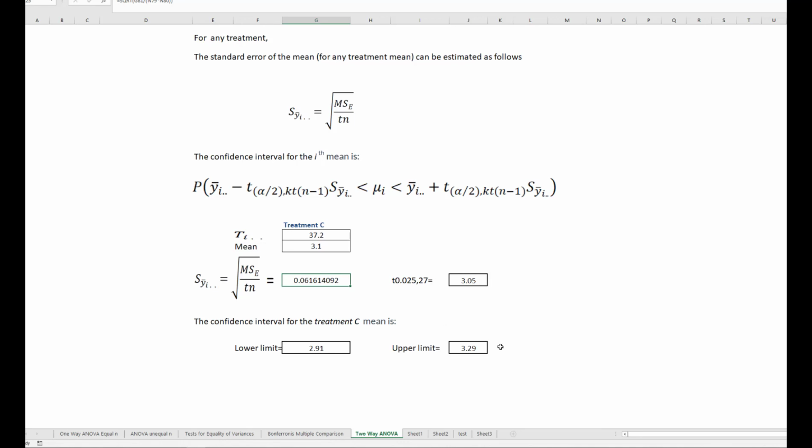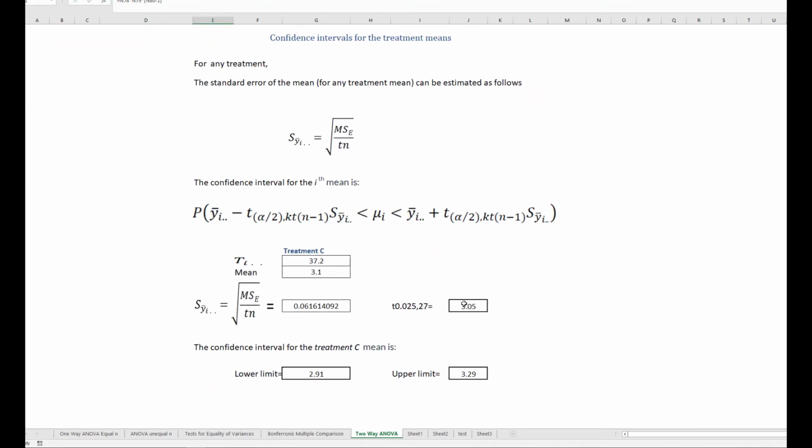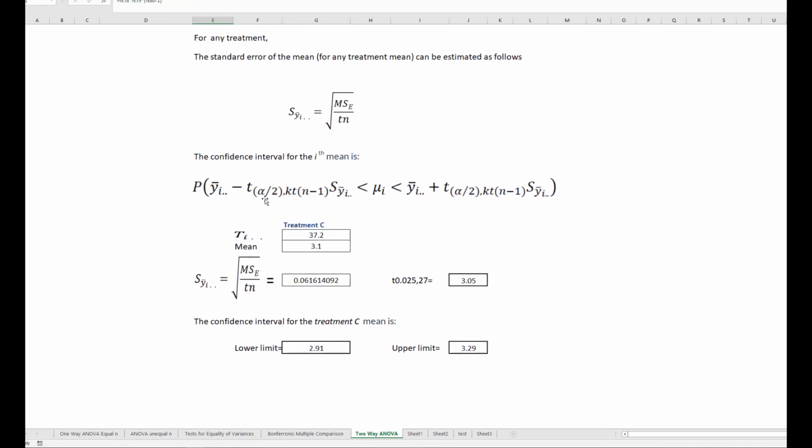Then I found the t-value. We need to look for, let's say, 0.975. You can see 0.025 or 0.975 will give me the same value, but in the t table you need to find it for 0.975, because 0.025 doesn't exist. 27 is the degrees of freedom, because we said kt(n minus 1), which is the error degrees of freedom. So I found the t-value, and then the mean minus the standard error multiplied by the t-value gives the lower limit, and for the upper limit you add the multiplication of these two. That's how I found the confidence interval.